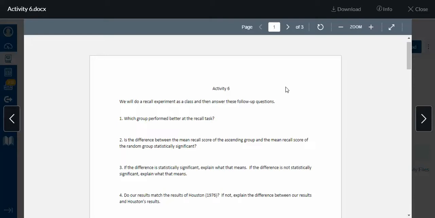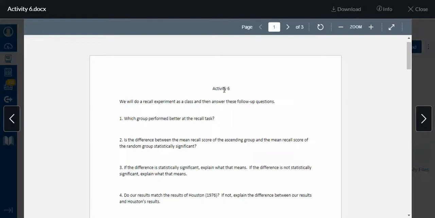In this video, I'm going to explain how to complete Activity 6. This is the activity that we were planning to complete in class today. So first I need to explain what we would have done if we had been in class today. I was going to have us do a recall experiment, a memory experiment as a class.